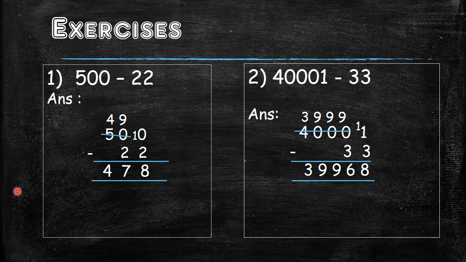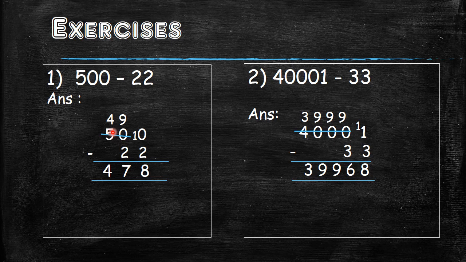Let's do some exercise problems. 500 minus 22. 500 minus 22 is stacked greater minus smaller. When you see it is 0 minus 2 in the ones place. So 0 being the smaller and 2 being the greater, which is not happening in subtraction. Neither can we switch. So we take or borrow from the next number. Since the next number is also 0, we take it from the next number. That is 5.